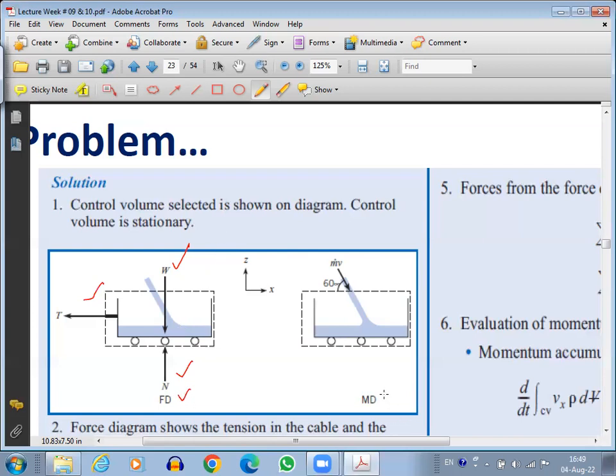Then the next thing is we need to draw the momentum diagram. In case of the momentum diagram, we just have to show the flow into or out of the control volume along with the momentum. Okay, so here we have just one flow which is going into the control volume and there is nothing going out of the control volume. Okay, so we have m dot v which is coming at an angle 60 degree into the control volume. So now we have developed the momentum diagram and force diagram. Development of momentum and force diagram, is it clear to everybody? Is there anything which is not clear to anybody?